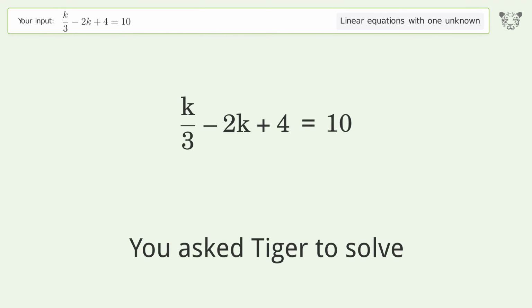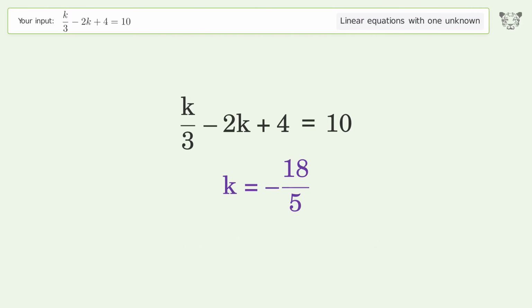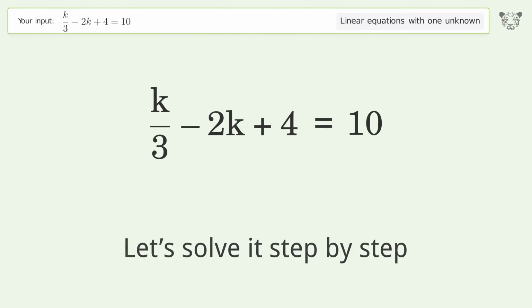You ask Tiger to solve. This deals with linear equations with one unknown. The final result is k equals -18/5. Let's solve it step by step.